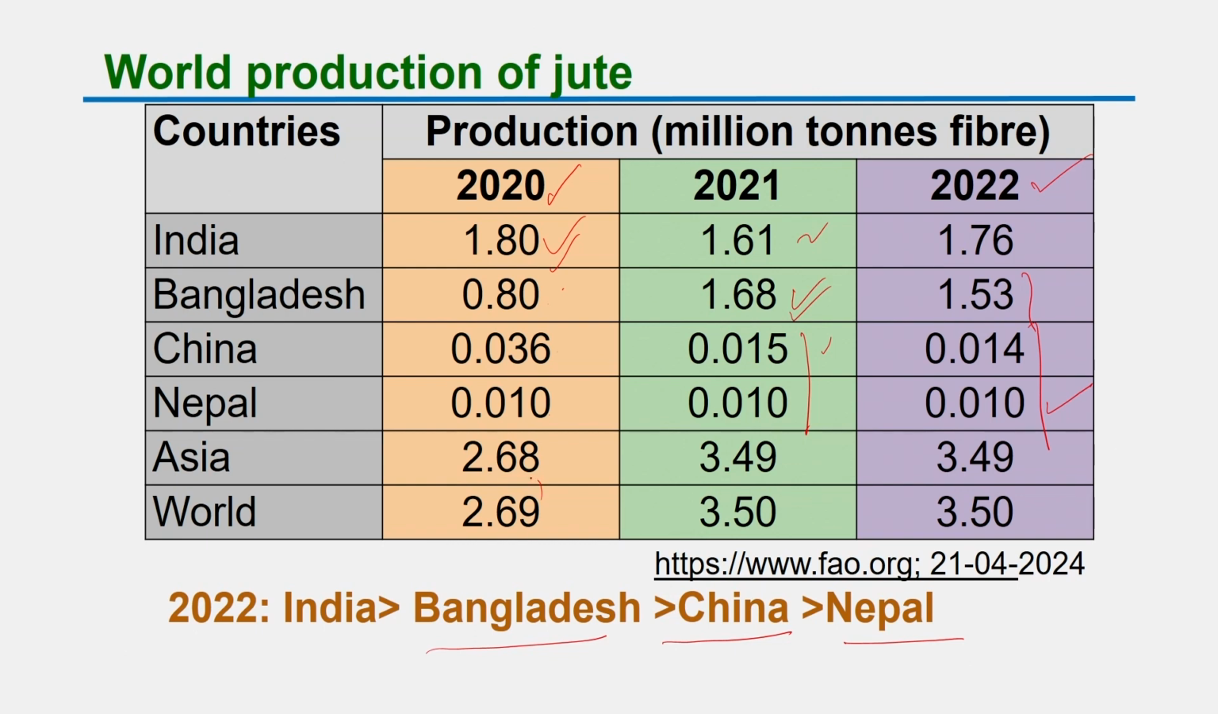Now see the average production of the world. It is 2.69 million tons of fiber in the world in 2020. In 21 it was 3.5 million tons of fiber production in the world, and now in 22 it was 3.5 million tons of fiber production in the world.